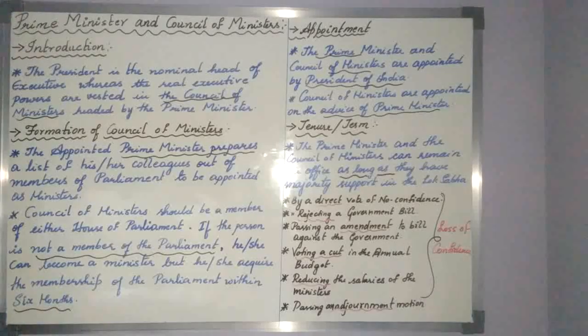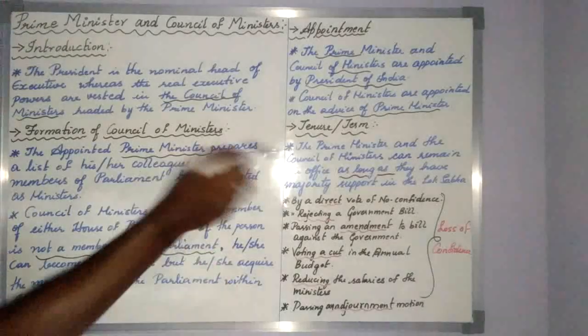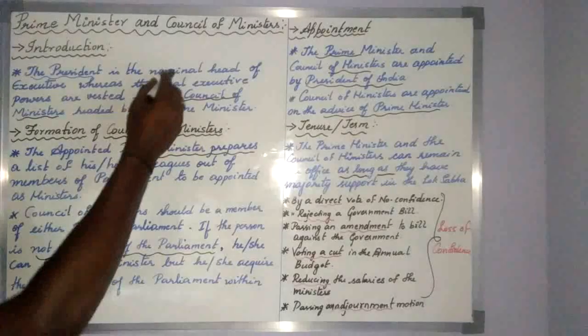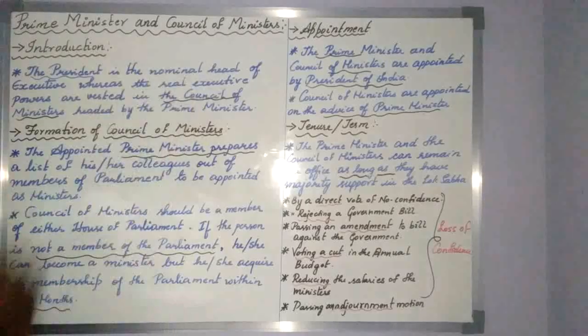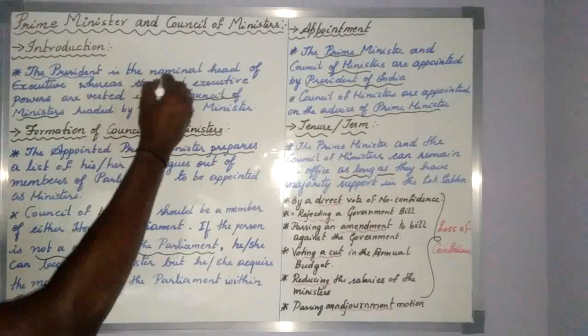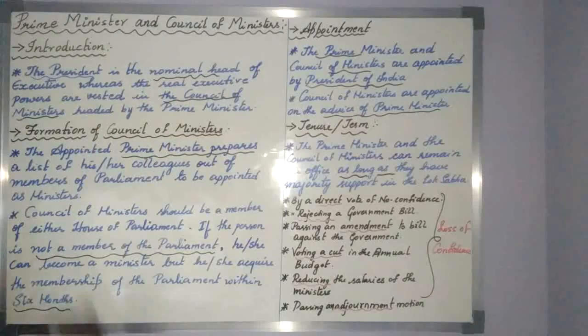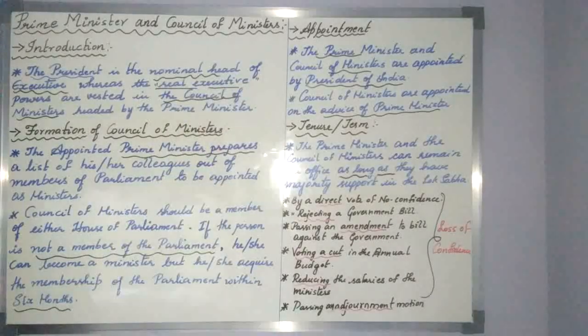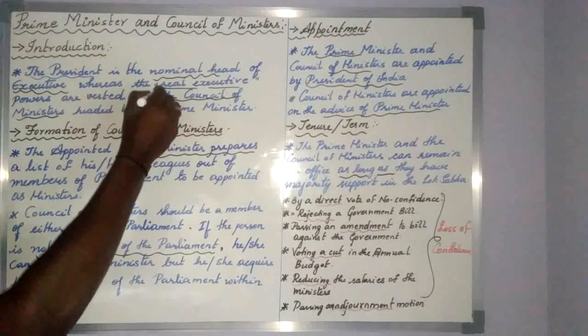When we talk about the Prime Minister and the Council of Ministers, the first and foremost thing that comes to mind is the President. You all know the President is the nominal head. We have the President as the nominal head of the country, and the nominal head of the executive, whereas the executive powers are vested in the Council of Ministers.